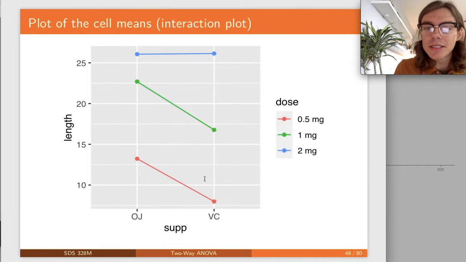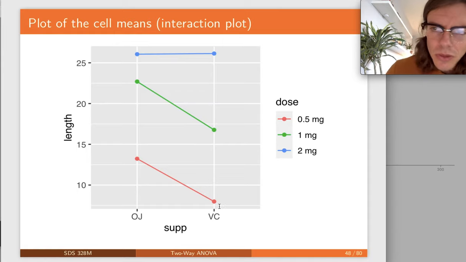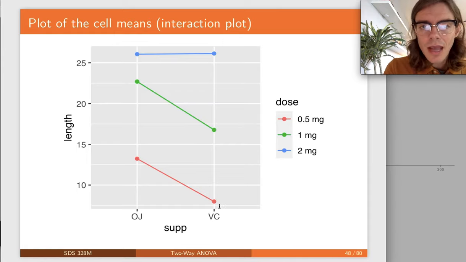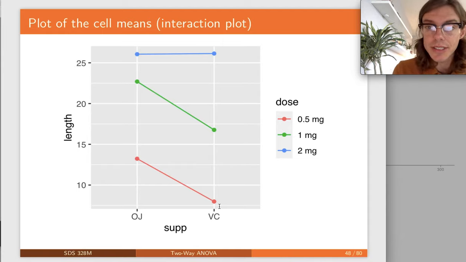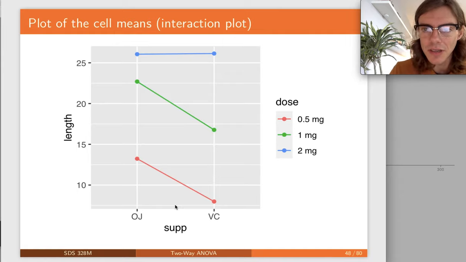If we plot these cell means, we can see what's going on, right? So for the high dose, remember it was like 26 and 26. It didn't seem to matter. But for the middle dose, the orange juice looks superior to the vitamin C tablets. And for the low dose, the orange juice looks superior to the vitamin C tablets. It looks like there's an interaction here, right? And there is numerically, but we don't know if it's significant. We have to do the full two-way ANOVA test to see whether this interaction is significant, right? Because there's going to be noise. These are just means. We need to compare these differences to the error to see if we have enough evidence to reject the null hypothesis of no interaction.